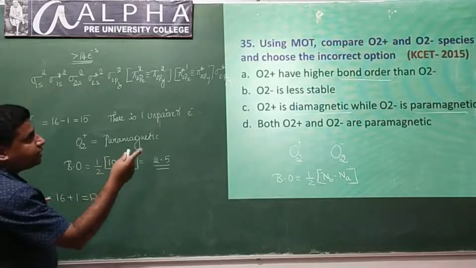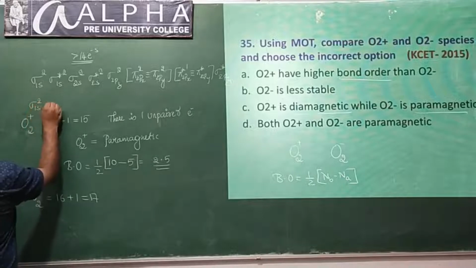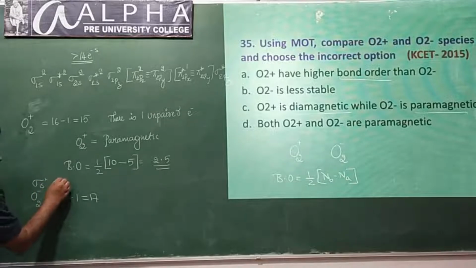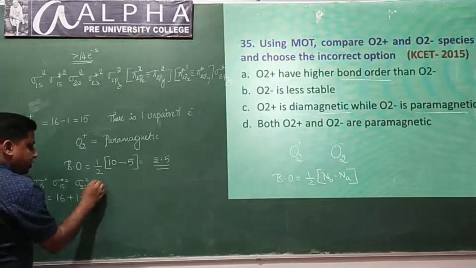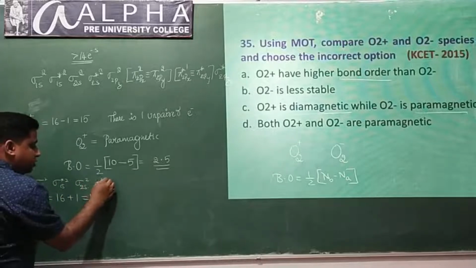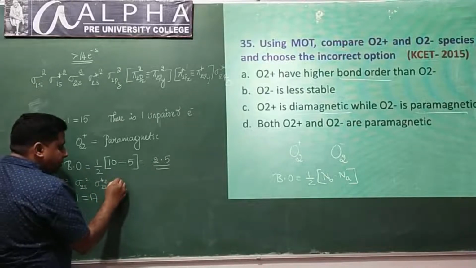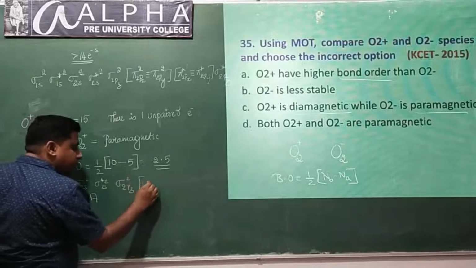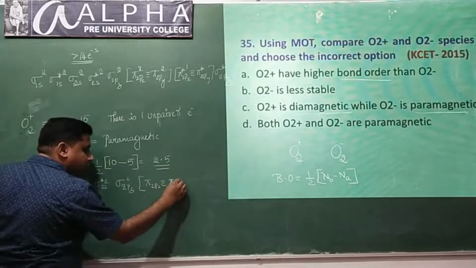Now let us write the electronic configuration of O2 minus. Sigma 1s2, sigma star 1s2, sigma 2s2, sigma star 2s2, isn't it? 2, 4, 6, 8. And then sigma 2pz2, pi 2px, pi 2py.